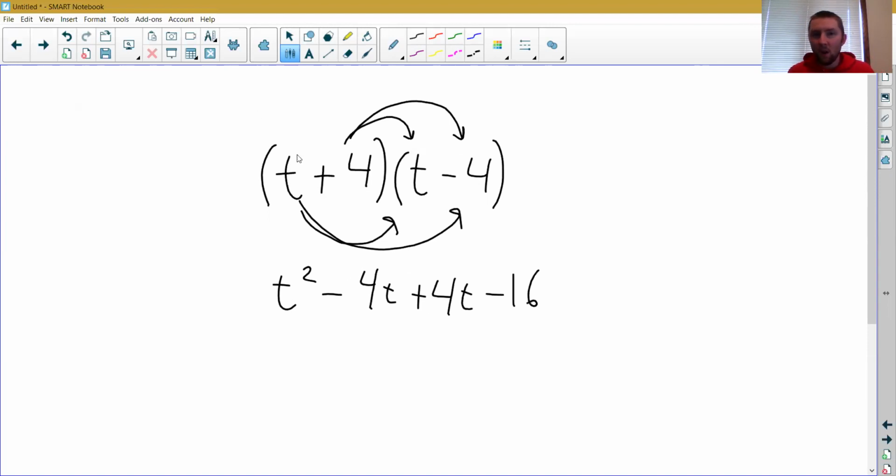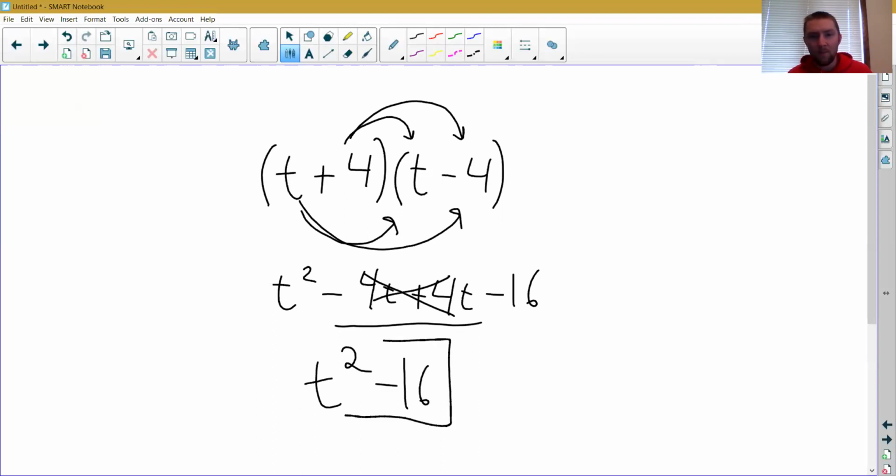Okay, so this is our regular FOIL method, but notice what happens here, right? A negative 4t plus 4t is actually gone, and so I'm just left with t squared minus 16. Okay, t squared minus 16. So when you have the same thing in the set of parentheses, it can come out like this.